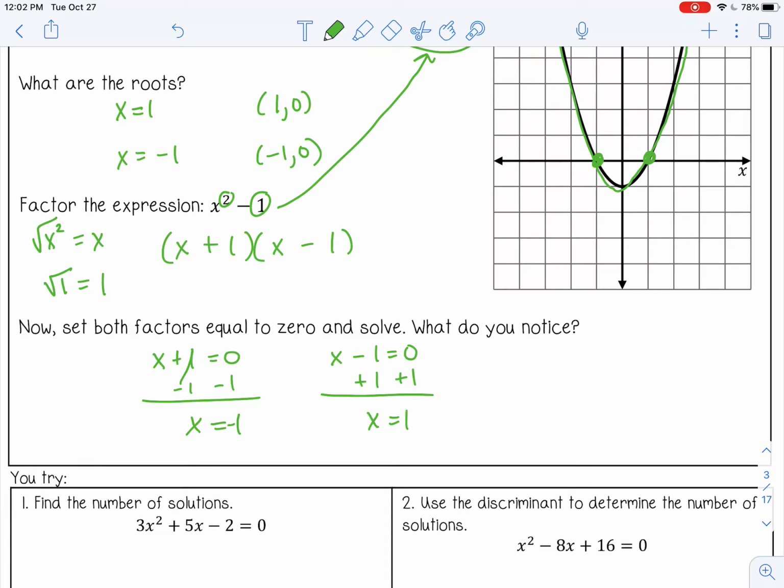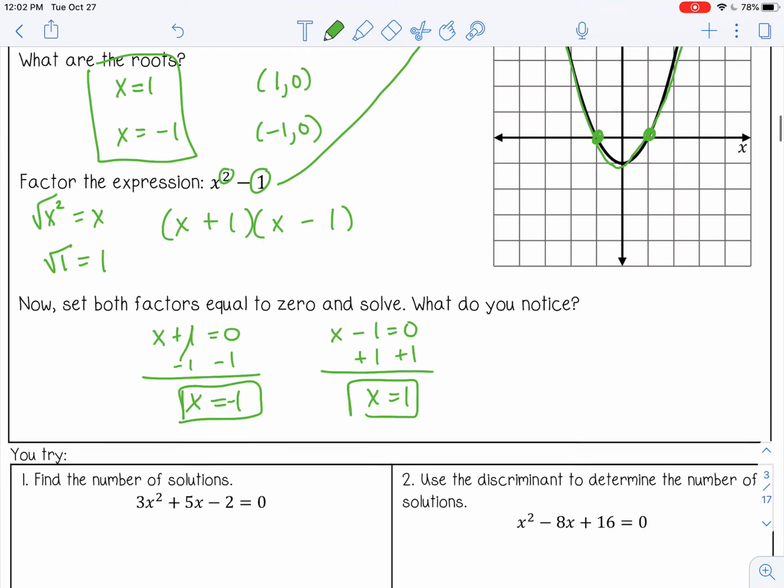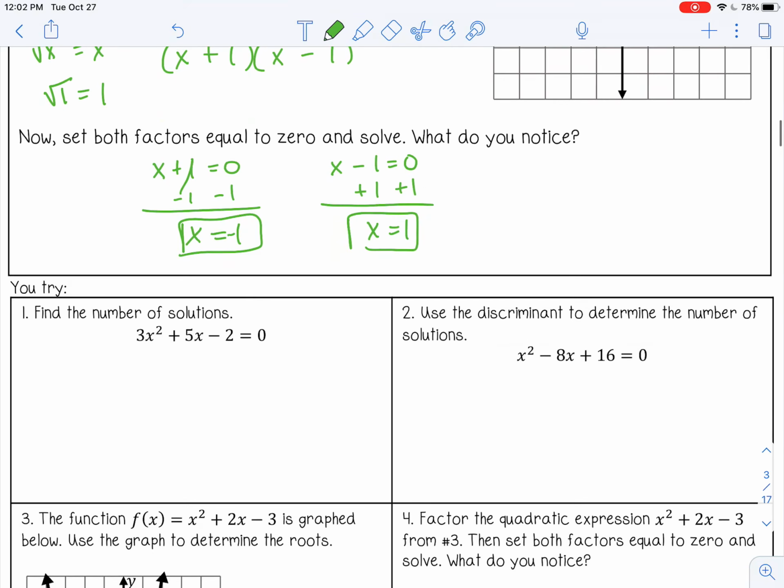So what do you notice? Pause the video now and write down what you notice. Okay, you should have noticed that our answers here are the same as our answers here. They are the roots. So that must mean that the factors have something to do with the roots or the solutions of a quadratic function. And they do, and we're going to learn that. All right, so let's keep going.